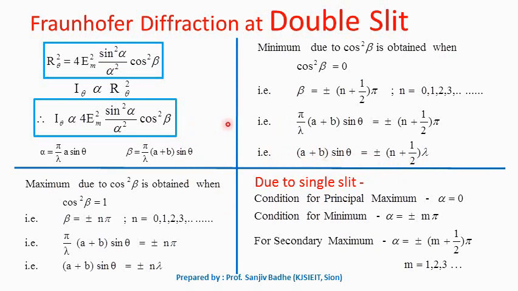With this discussion, now we can draw the intensity distribution in Fraunhofer diffraction at a double slit.